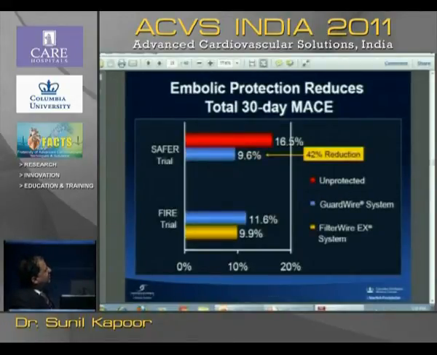Embolic protection again reduces the 30-day MACE. The SAFER trial, which used the filter, also showed a 42% reduction with the GuardWire, and also with the filter system, there's 11.6 versus 9.9. So not much to choose in terms of data. Don't think that balloon occlusion is superior or filter is superior. You almost get similar results. So it is more user friendly. The only point is sometimes it may snag, so you need to be careful of that. Next slide.